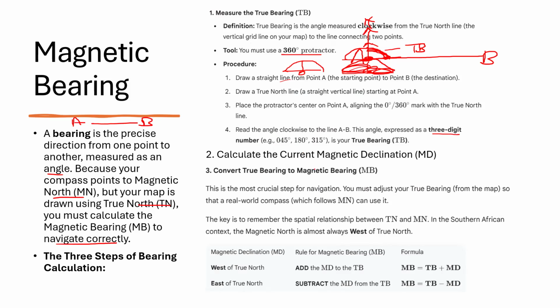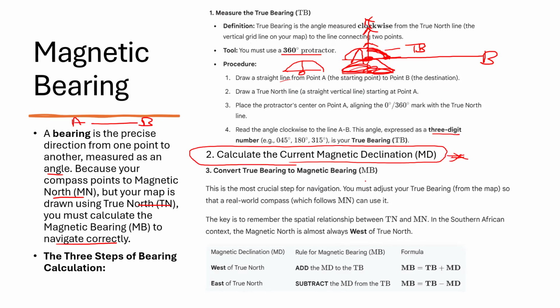Now, step number 2, you calculate the current magnetic declination. This is what we have learned previously. In the first step, you calculate the difference in years and get the change. Take that change and multiply it to get the total change, and that total change will give you the magnetic declination today, or for whatever year you were given.